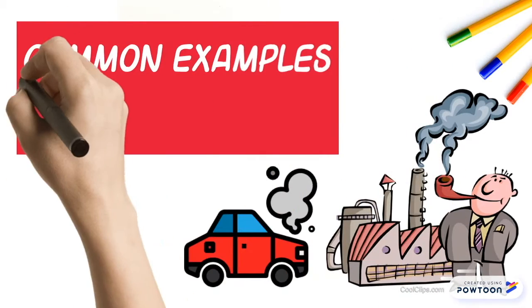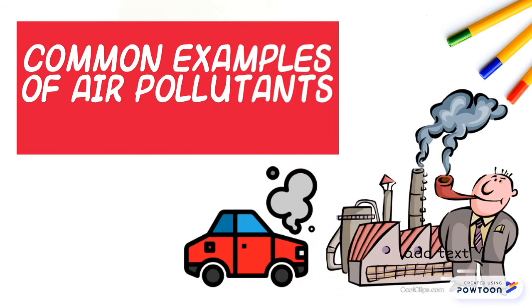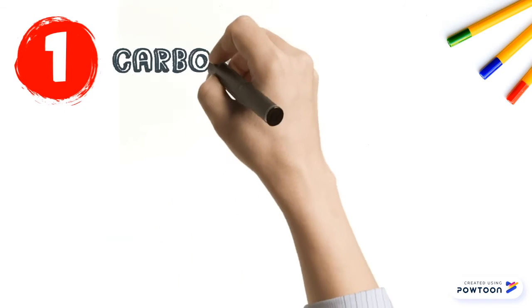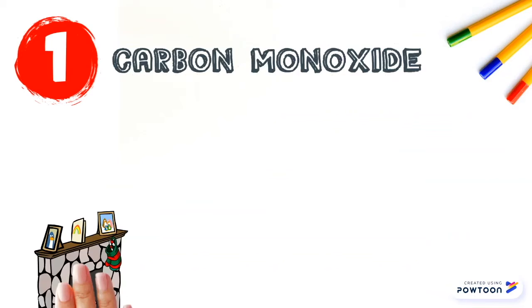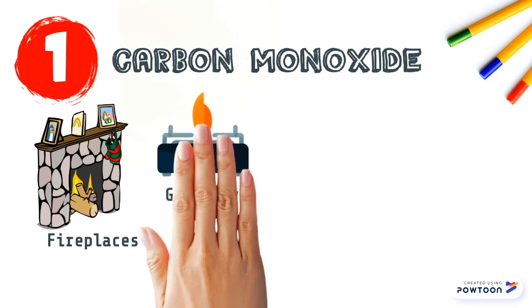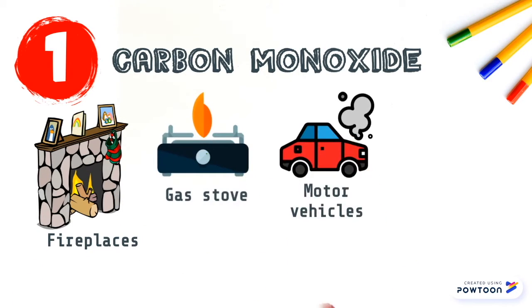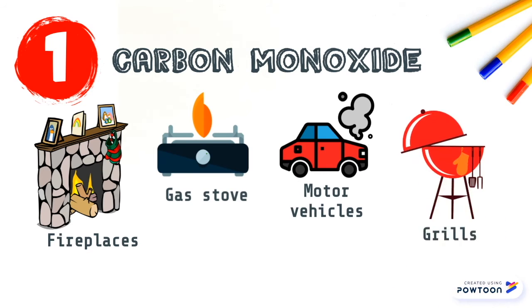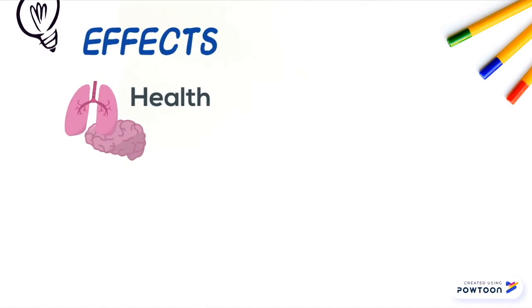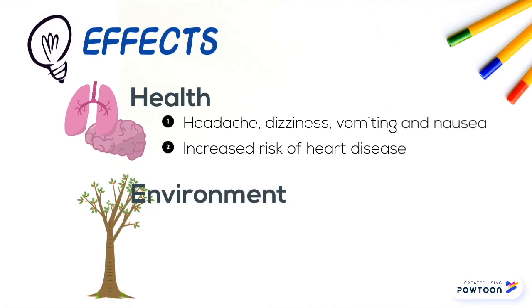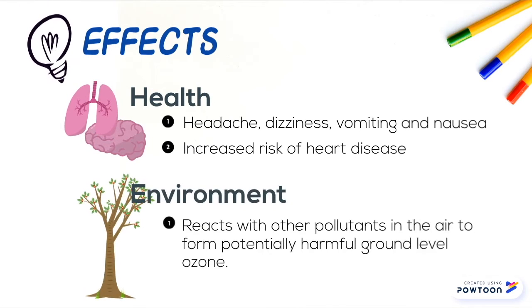Common examples of air pollutants: carbon monoxide. Sources include fireplaces, gas stoves, motor vehicles, and grills. Effects on health: headache, dizziness, vomiting, and nausea. It can also increase risk of heart disease. Effects on the environment: it reacts with other pollutants in the air to form potentially harmful ground-level ozone.